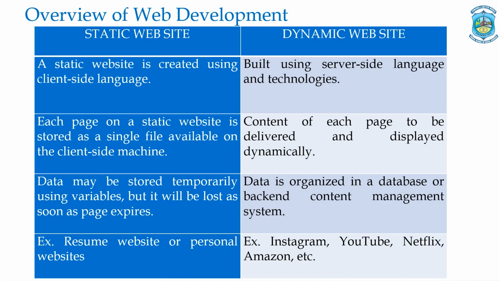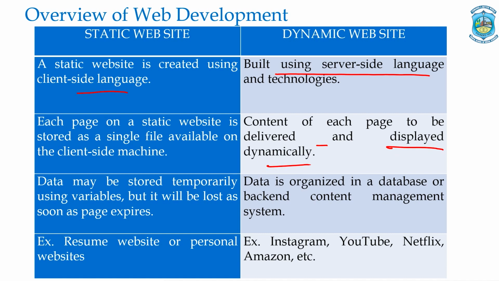Coming to the next part, that is types of web pages or website. There are 2 types of websites, static and dynamic. Static web page is created using client-side language, which is available in the client-side machine, whereas dynamic website is built using server-side language and technologies. Each page on a static website is stored as a single file available on the client-side machine, and in dynamic website, content of each page is delivered and displayed dynamically.